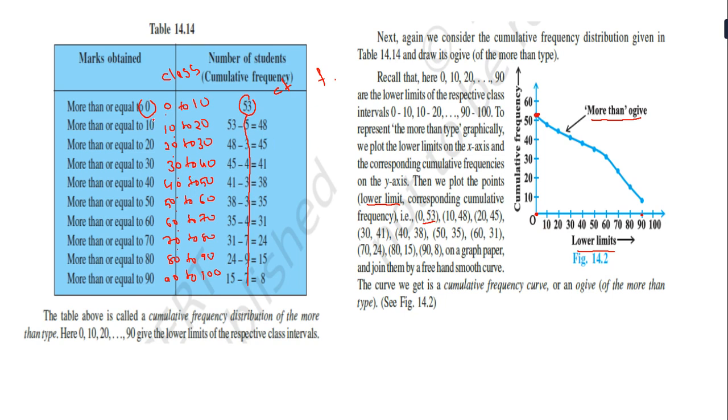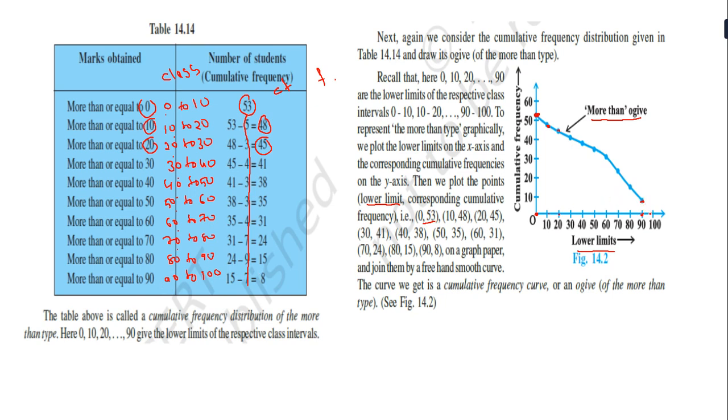Now for 10, the corresponding value is 48. For 20, the corresponding value is 45. In the same way, up to 90, we get the value 8.